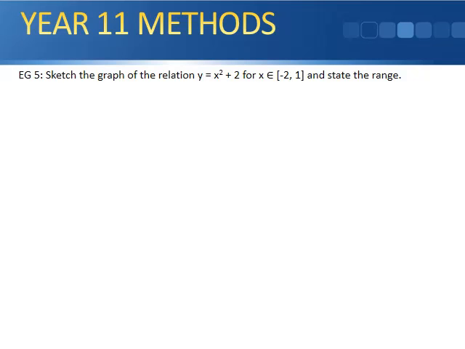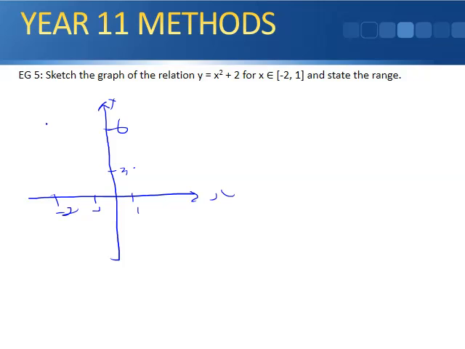Example 5, sketch the graph of x squared plus 2 between -2 and 1 and state the range. So again, you guys know how to sketch it. So I'll just quickly draw it up. When x is -2, we're going to get -2 squared is 4, 4 plus 2 is 6. So -1, -2, that's going to be up to 6. That's my y, so it's going to start there and be included. That's my x. When x is 1, 1 squared is 1, 1 plus 2 is 3. So there's my 3 there. It's going to stop here.